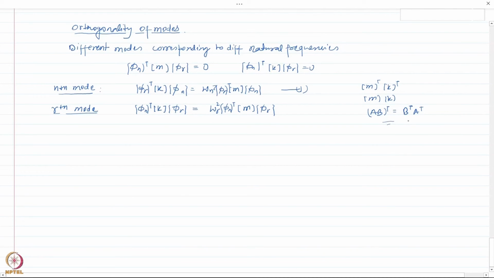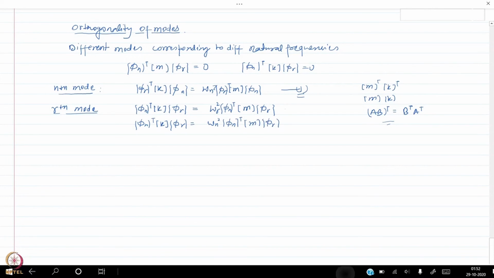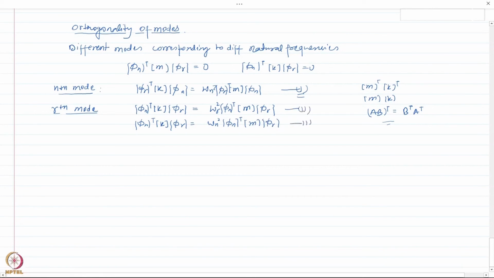So if I take the transpose of equation 1, I would get phi n transpose times K times phi r is equal to omega n square times phi n transpose times M times phi r. Let us say this is equation 2 and this is equation 3.